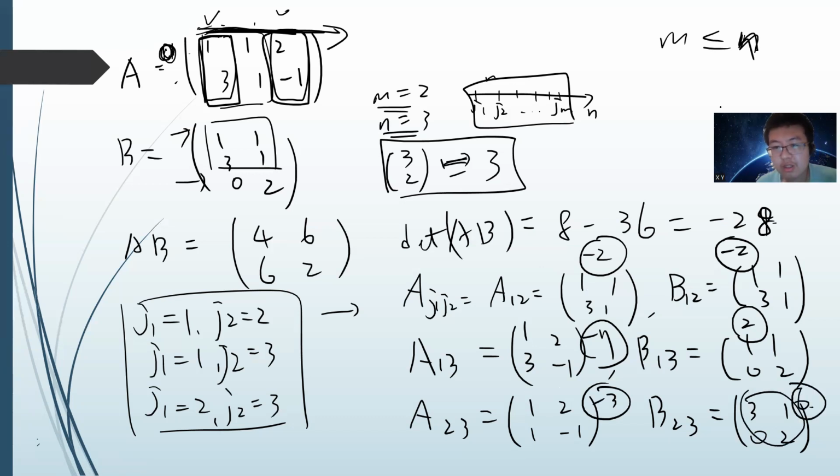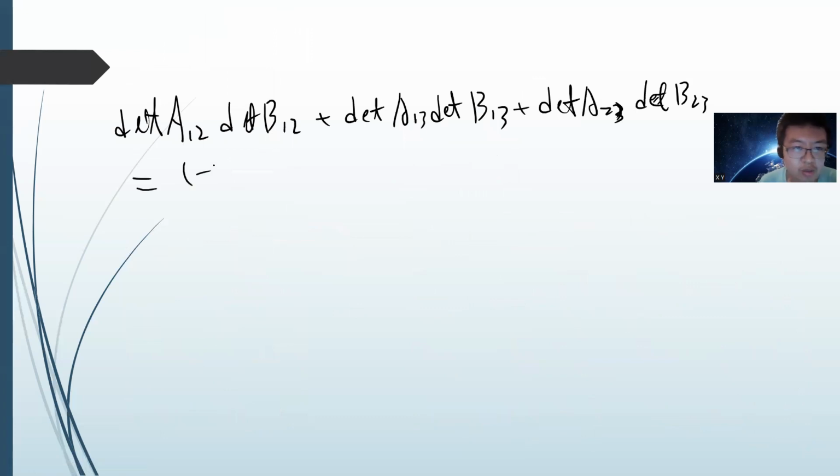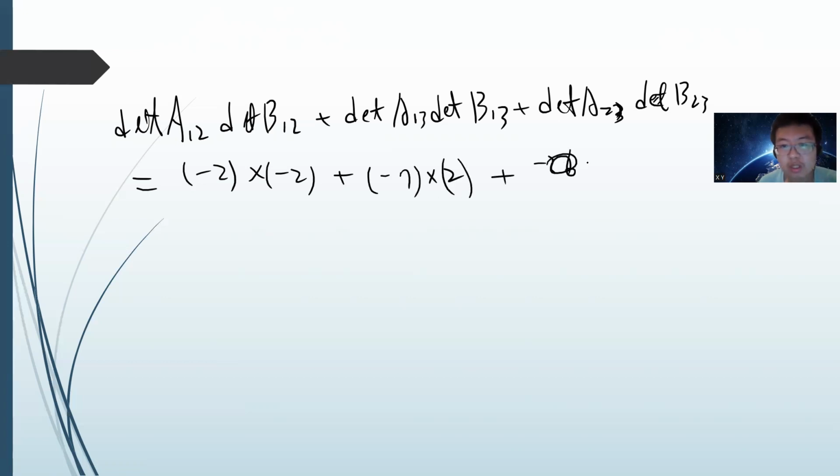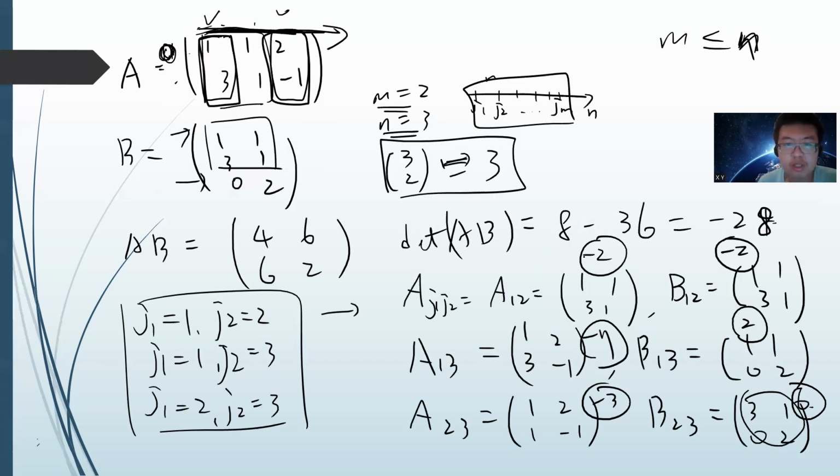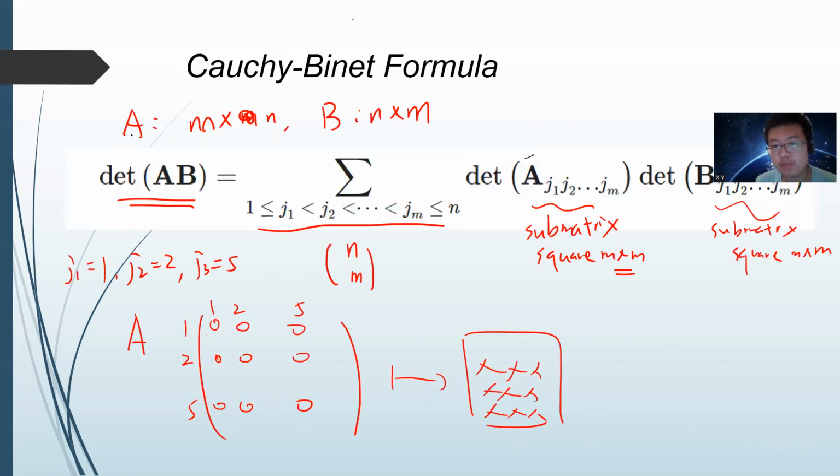Okay. So we get -2 times -2, plus -7 times 2, plus -3 times 6. So 4 plus 4 minus 14 minus 18. Okay, so it's -28. Same as if you just calculate the determinant of AB. Okay, so this is the idea.